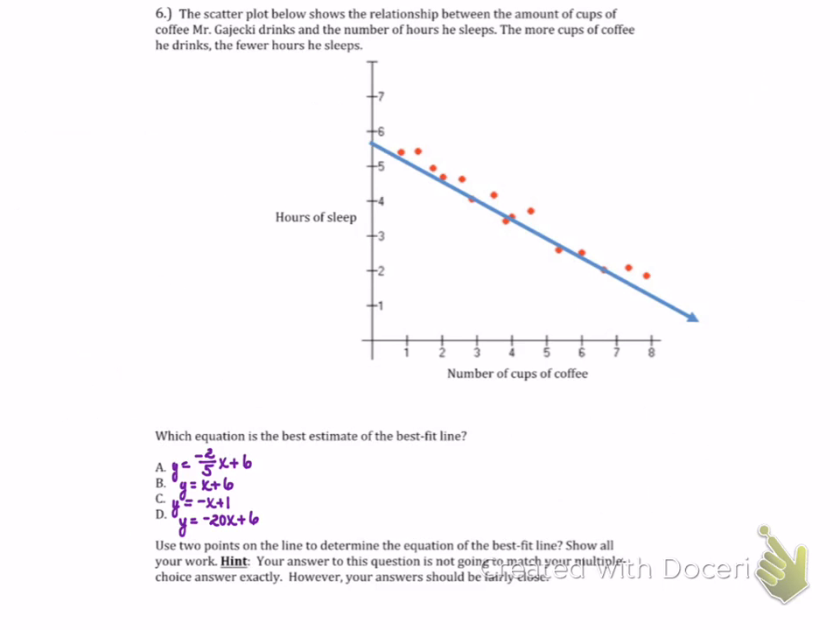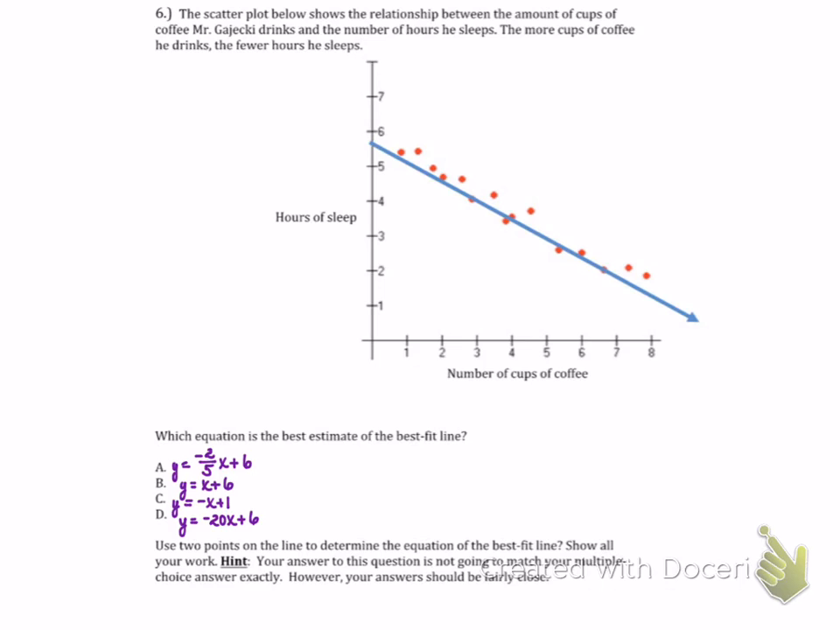So we're going to take a look at an example where you write an equation for the line of best fit. And the line of best fit has already been drawn for you, it's on the screen in blue. So you want to find the relationship between the amount of cups of coffee Mr. Gajeki drinks and the number of hours he sleeps. The more cups of coffee he drinks, the fewer hours he sleeps.